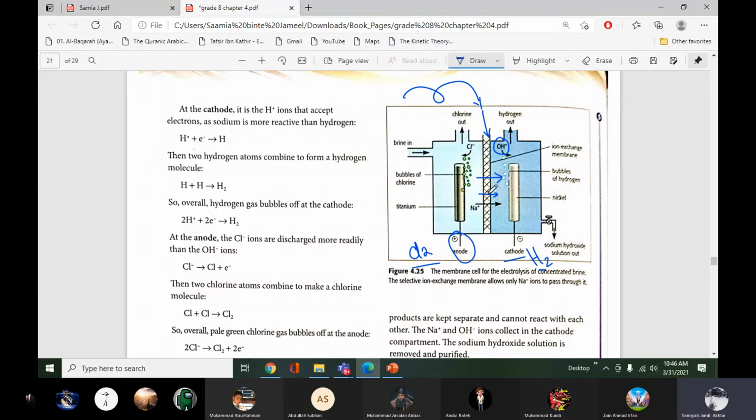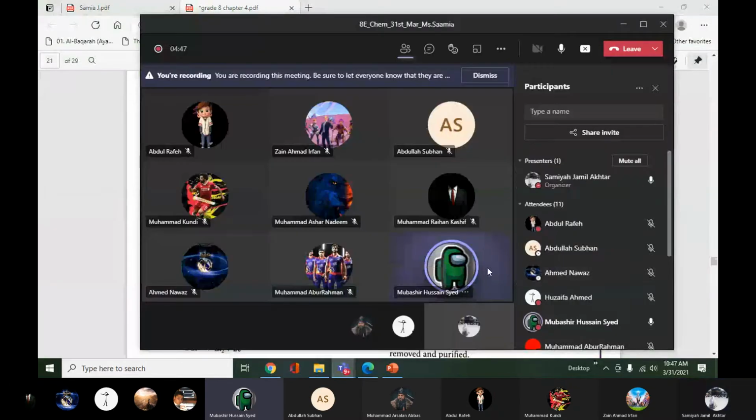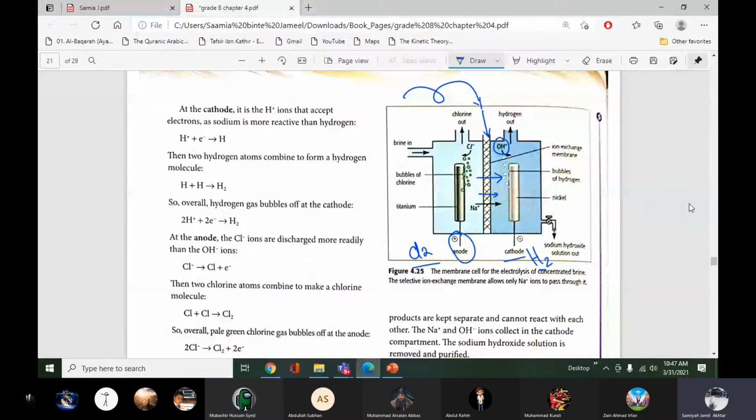So this membrane actually allows only sodium ions to pass through it. If you are a bio student, then you know about the cell membrane which is present in animal cells and plant cells. The cell membrane function is that it allows only certain substances to pass through it. Similarly, this diaphragm allows only selective ions to pass. So only Na ions will pass through it, like a semi-permeable membrane.